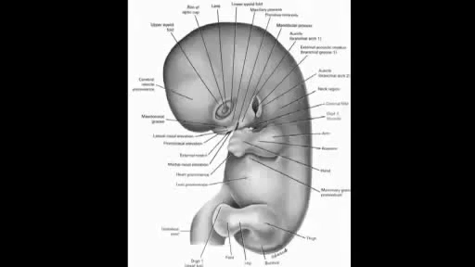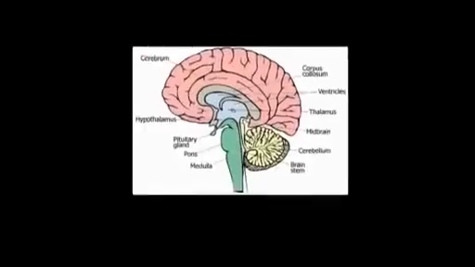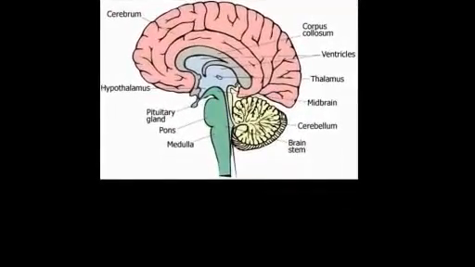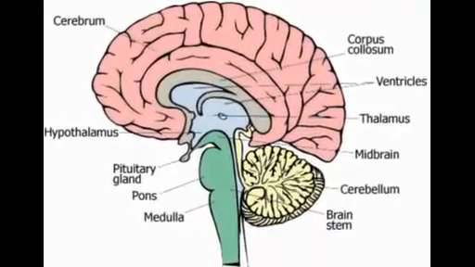Okay, then we go to the 12th page, the 12th picture. This is an anatomical picture of the brain in an adult.